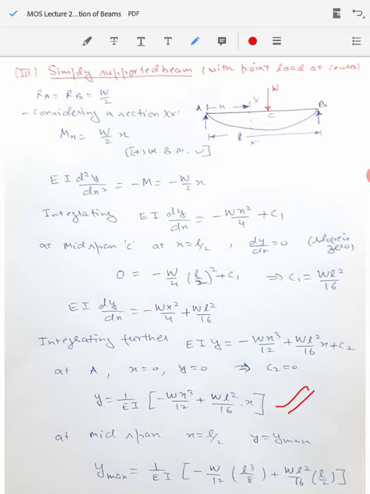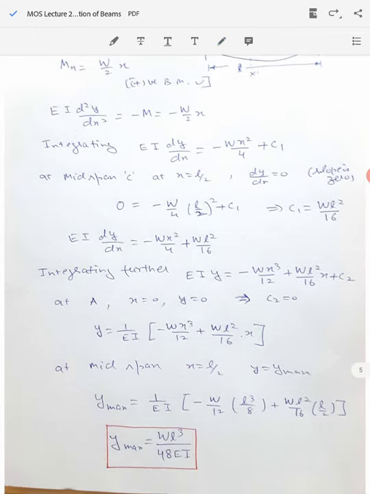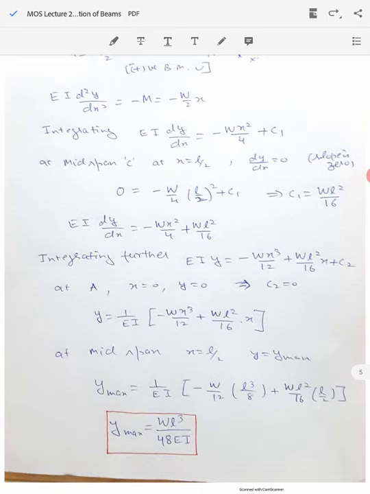Now the maximum deflection of this beam will occur exactly at the middle of the beam where x is equal to L by 2. So we substitute x equal to L by 2 and obtain the maximum deflection by substituting x equal to L by 2 in this expression, which will give us this bottom expression. When we calculate and simplify, it is going to give us the y max value as WL cube over 48 EI. So this expression gives us the maximum deflection, which is at the center of a simply supported beam with a point load at the center, as WL cube divided by 48 EI.